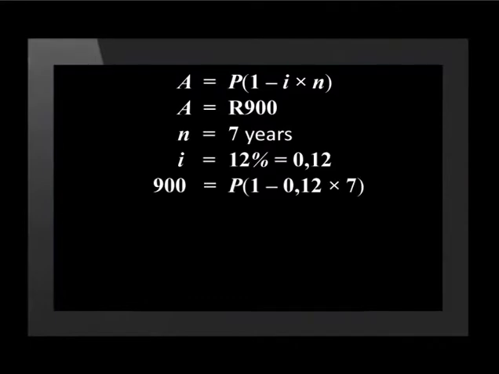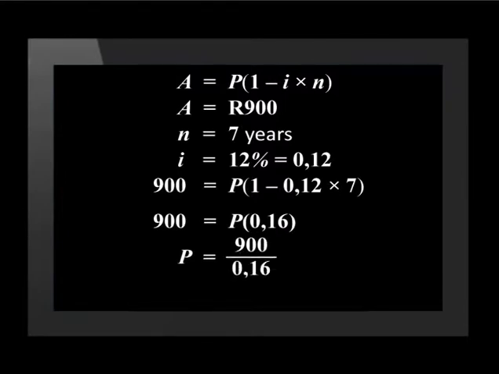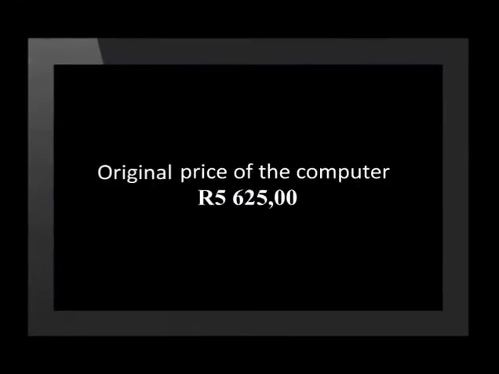900 is equal to P times (1 minus 0,12 times 7). The inside of the brackets equals 0,16, which means P is equal to 900 divided by 0,16. P equals 5,625. This means that the original amount paid for the computer was 5,625 Rand. Let's do one more example.